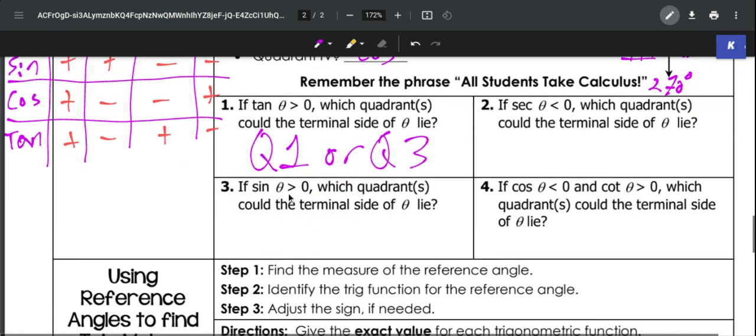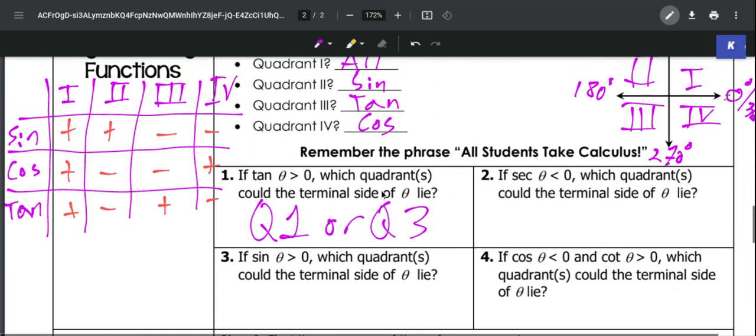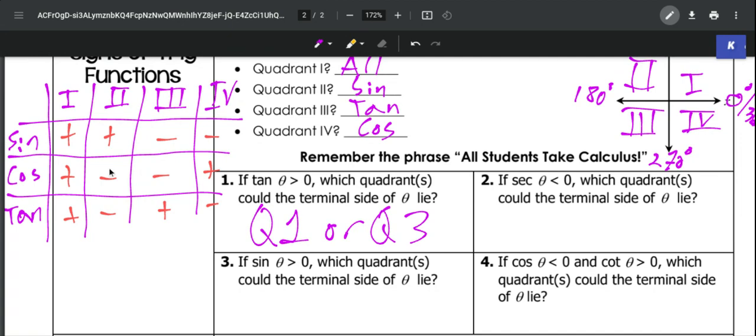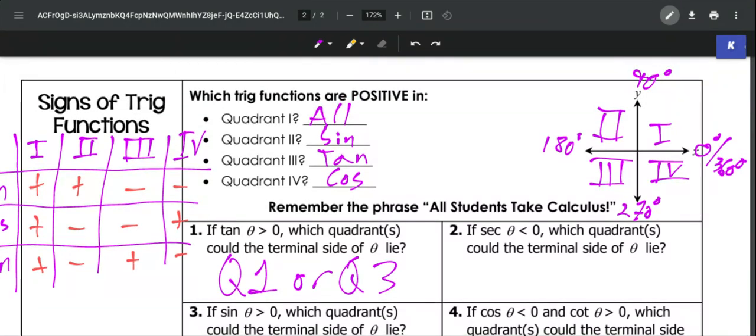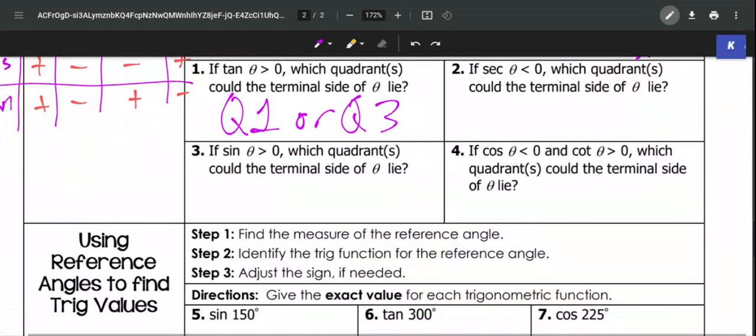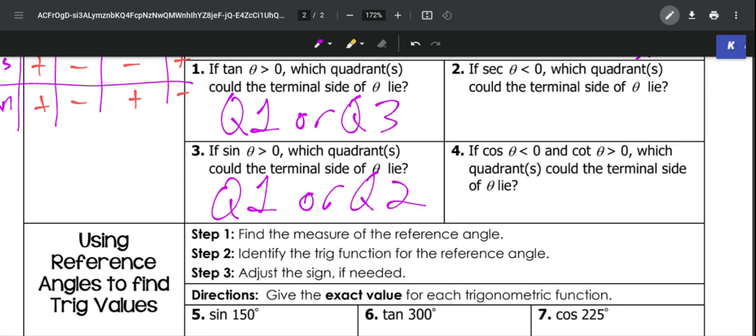Then we could do the same thing with sine. So if we want sine to be positive, which quadrants would it have to lie in? It would have to be in quadrant 1 and quadrant 2. Or we could go over here and say, okay, it would have to be here and here. All right, so quadrant 1 or quadrant 2.